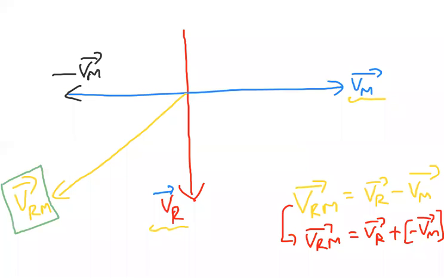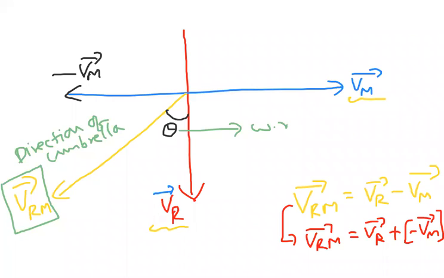So here VR bar is coming down and VRM bar is in this direction. This is what VRM bar means, the relative velocity. This is the direction in which the umbrella is to be held. So you have to be very clear. The direction of the umbrella with respect to vertical is theta here. Here theta is the angle with respect to vertical. Like that we can write.